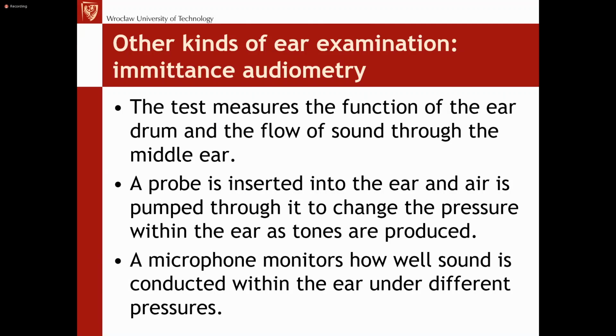And an example of objective audiometry measurement is so-called immittance audiometry. The test measures the function of the eardrum and the flow of sound through the middle ear. It is based on a technique in which a probe is inserted into the ear canal and air is pumped through the canal to change the pressure within the ear as tones are produced.